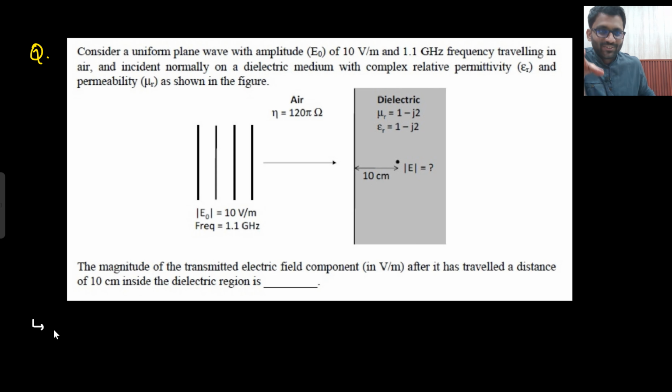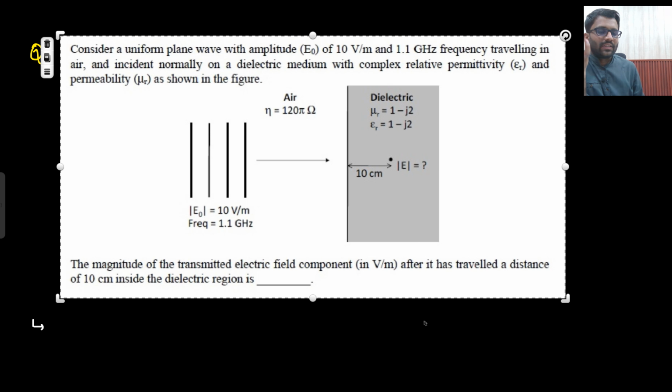These kinds of questions become very tough because we do not know about complex permeability, complex relative permeability, and complex relative permittivity. We do not discuss it much, and directly when it comes in the examination, it becomes a bit tough. So let's see how we will solve it.